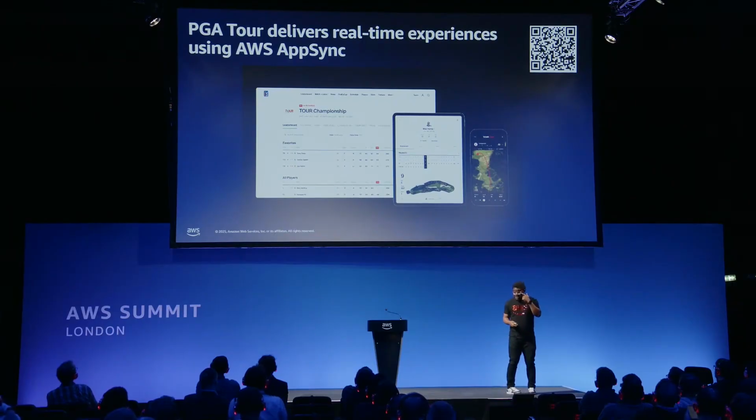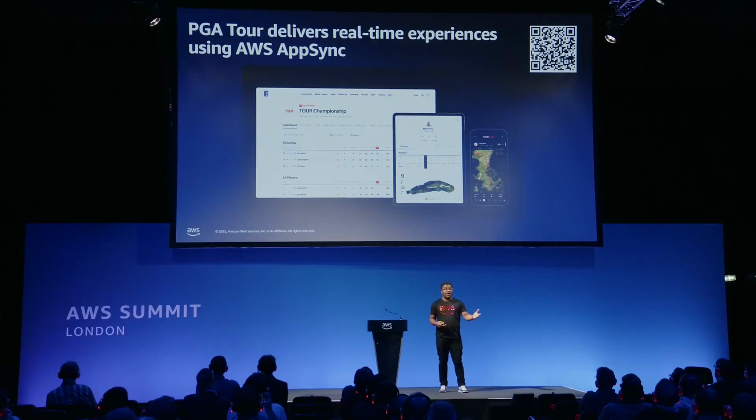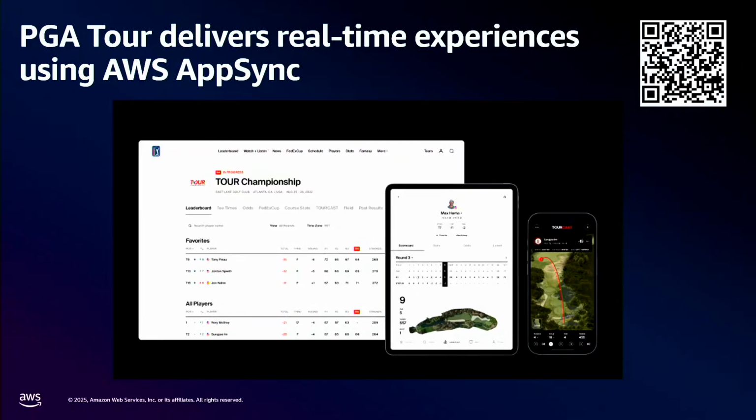PGA Tour is a customer that has adopted AppSync to provide a real-time fan experience to their customers. PGA Tour redesigned their application, moving from polling updates to pushing updates directly to their fans across the globe. They are on a mission to provide the best, reliable, and most accurate scores data across all the tours happening globally.